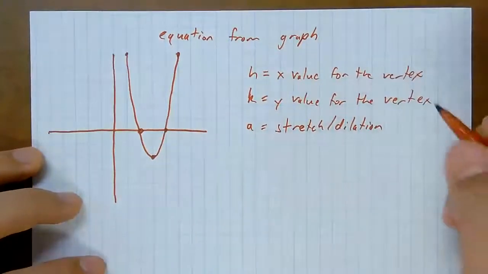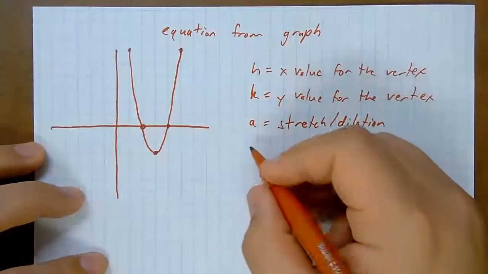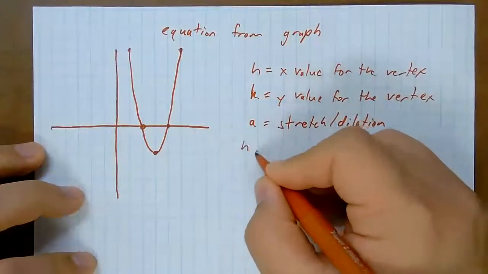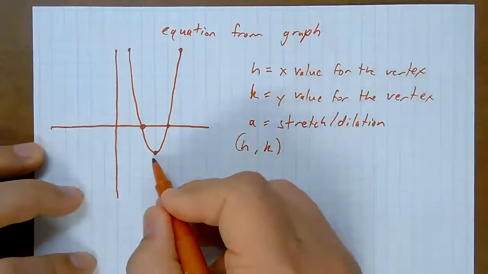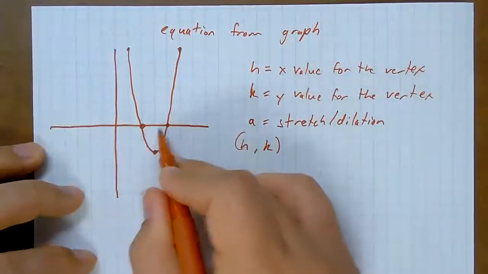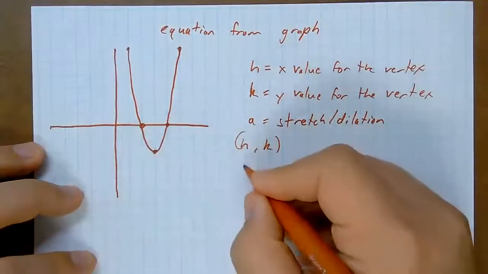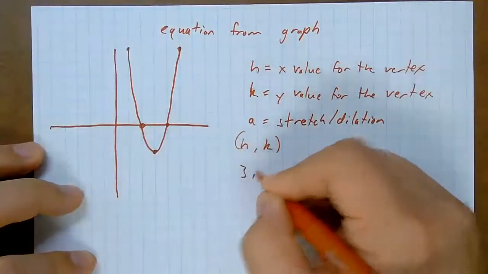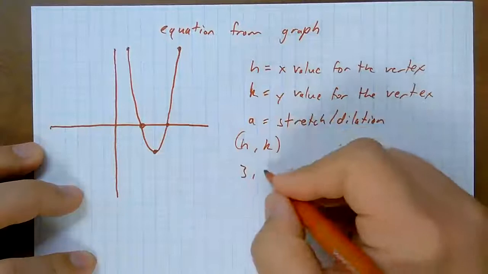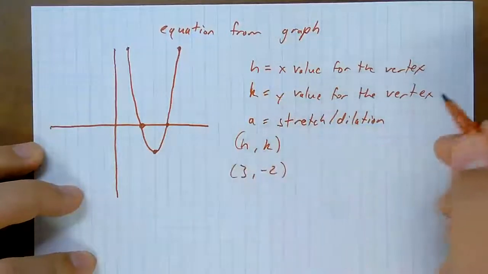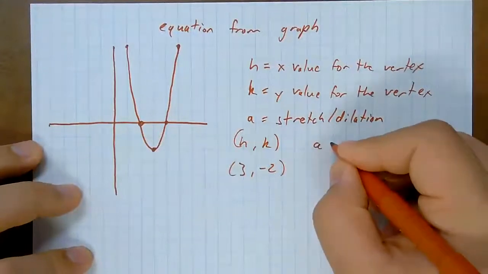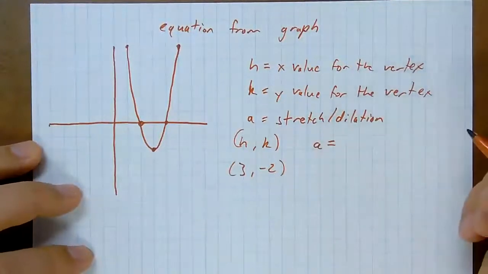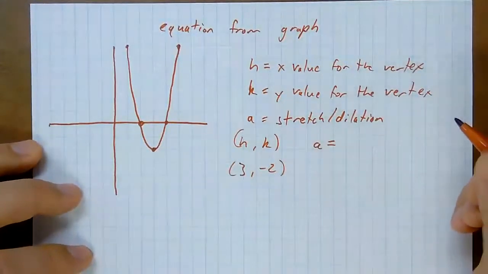Okay. So finding H and K, really simple. H, in this case, is the x value. H is 3. And K is our y value, so -2. Okay. H and K, super simple. A is a little trickier, but it's still not that bad.